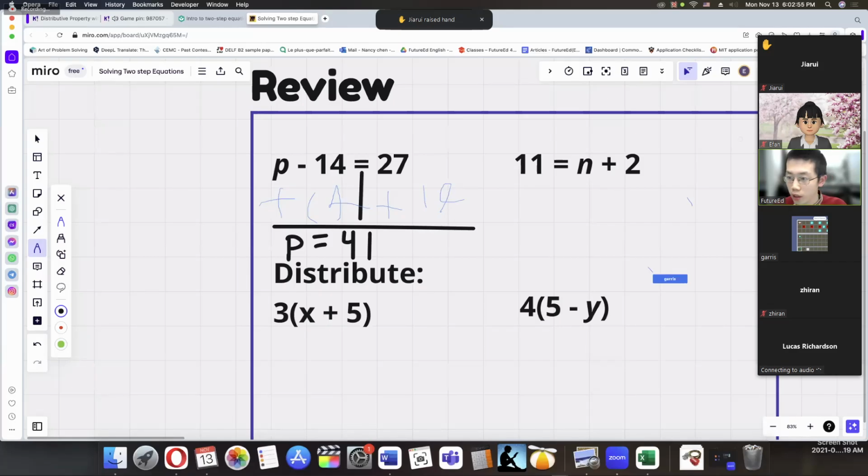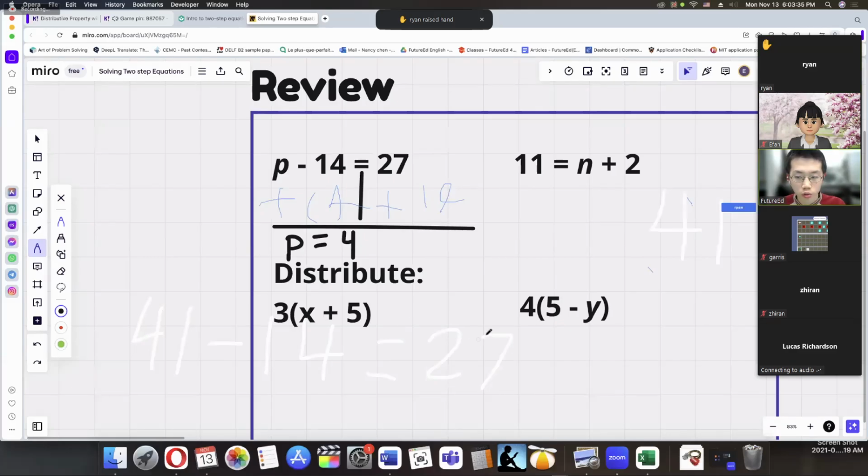Ryan, would you like to test that out, just to verify the answer is correct? Would you like to check that p equals 41 is the correct answer by substituting back into our original equation? So if you do that, 41 minus 14 equals 27.